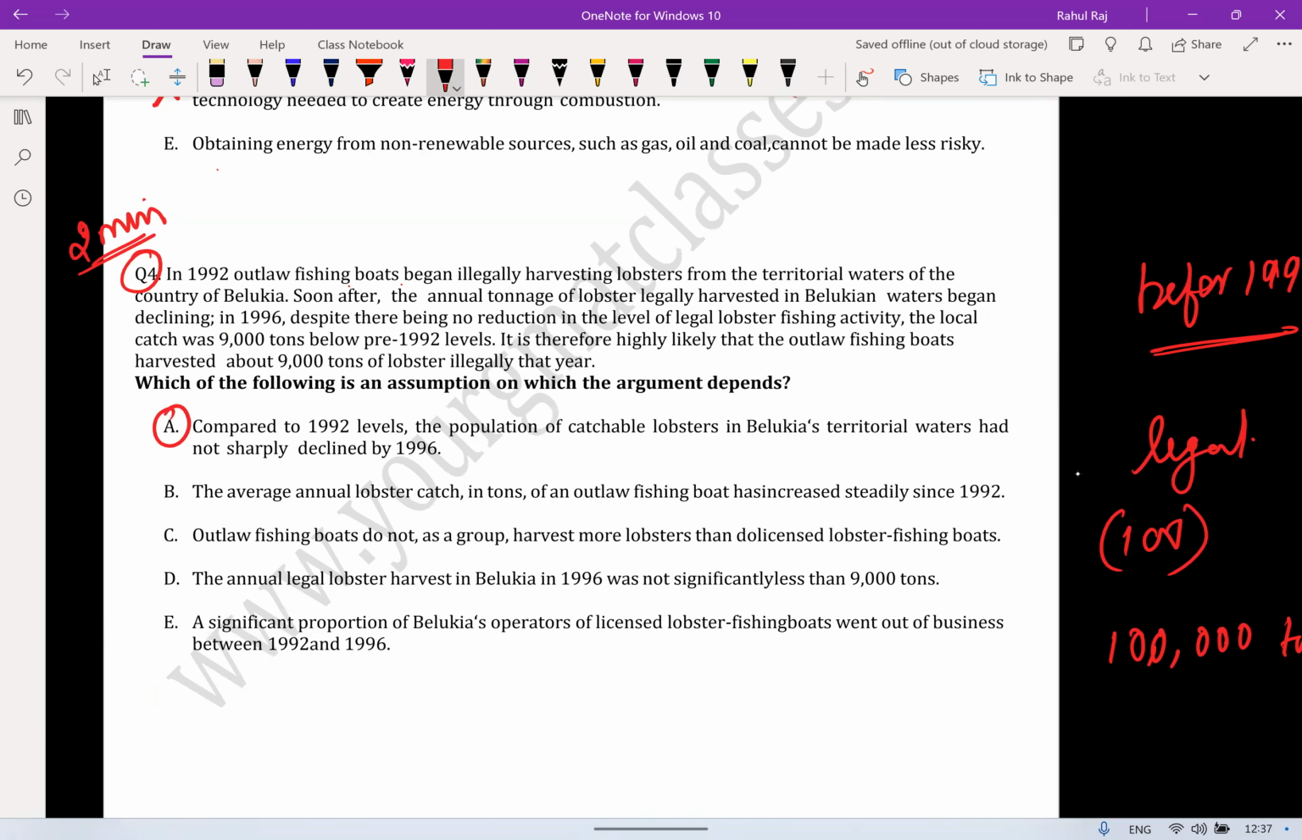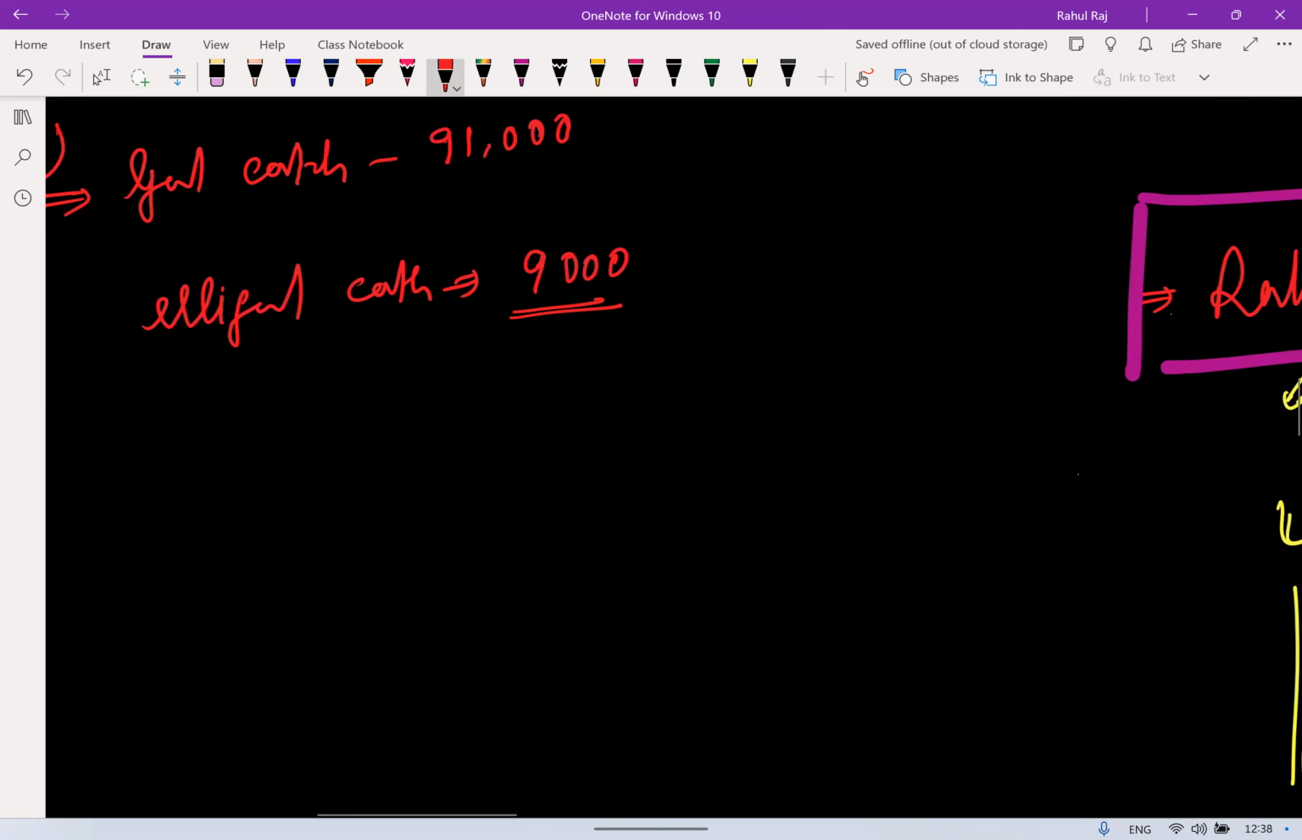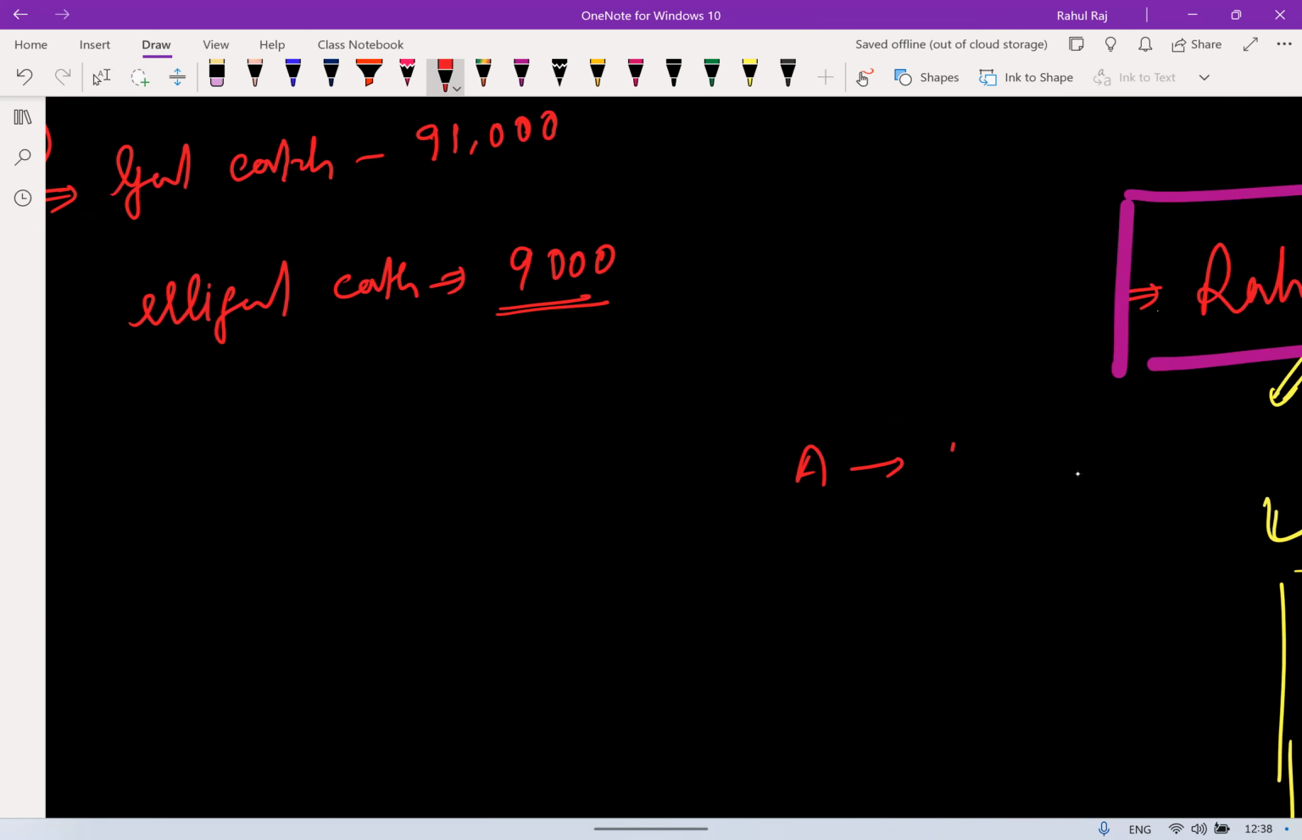Now let's say A. Let's negate A. Compared to the 1992 level, the population of catchable lobsters in Bolokia's territorial water had sharply declined. Now tell me, is this weakening it or not? It's a very classic logic. If I say A causes B, can it be weakened by saying C causes B? When you say Rahul is a good guy, he has got into Harvard, how can you weaken this statement? You can say this is crap. Rahul is a university topper and that's the reason he has got into Harvard.